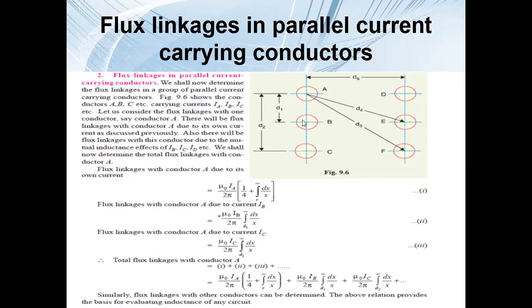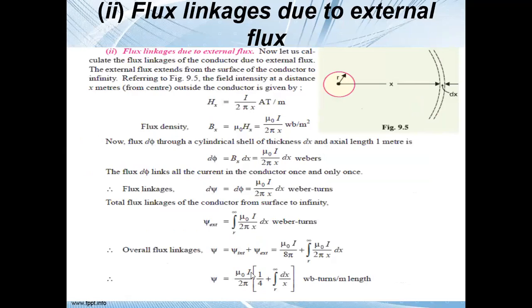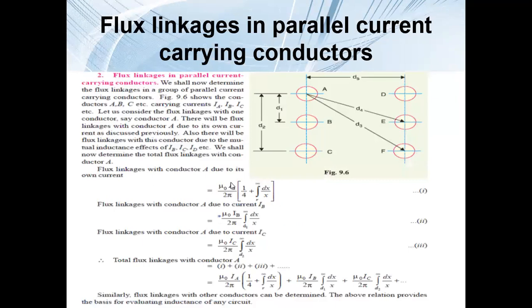The total flux linkage of conductor A will be equal to mu naught into IA by 2 pi within bracket 1 by 4 plus integration r to infinity dx by x. Here instead of I, it is IA because the current is IA. Both components are present: the first term is the internal flux linkage component, and the integral is the external flux linkage component. Is it clear? Yes, sir, it is clear.